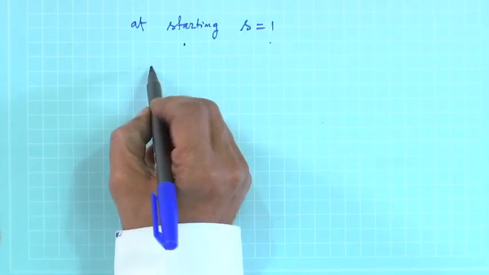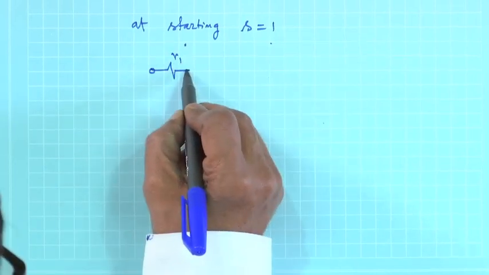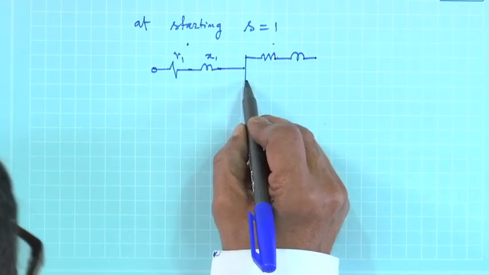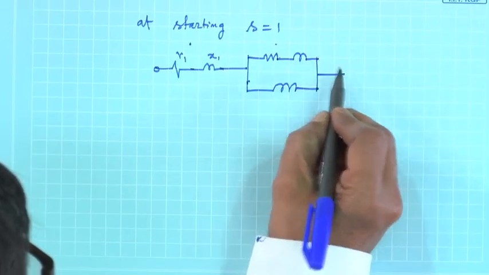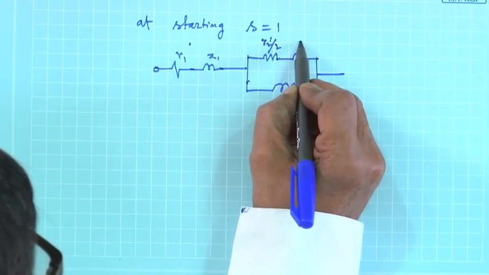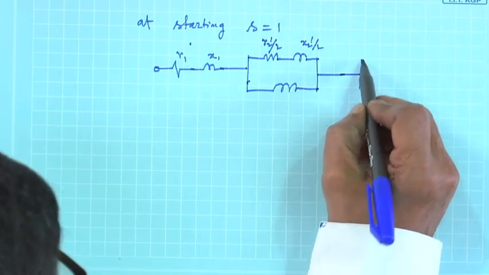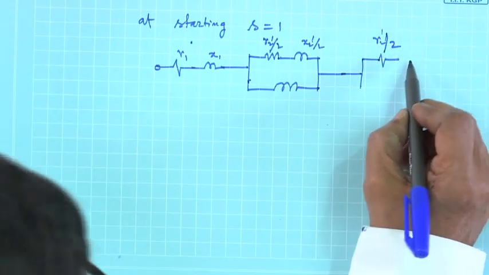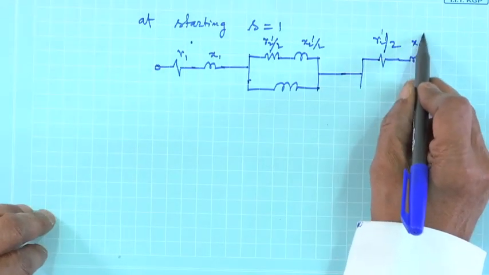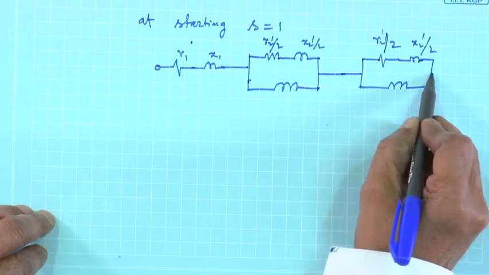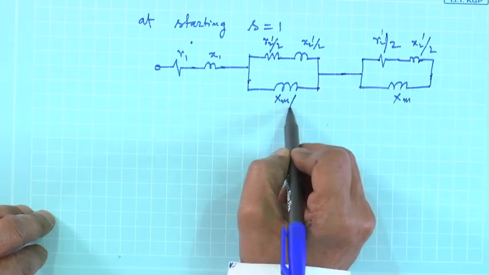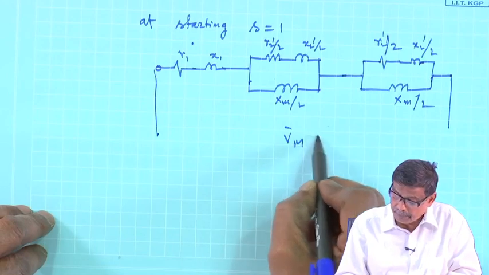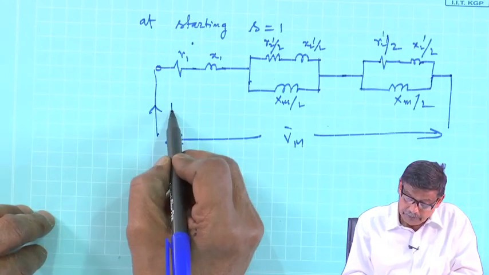Or let me draw, at s equal to 1, at starting, the equivalent circuit looks like R 1 X 1. And let me draw, visual impact is necessary. So, this is the thing. This will be R 2 dashed by 2 only, this is X 2 dashed by 2, and this will also be R 2 dashed by 2, and this will be X 2 dashed by 2. And these are of course X m by 2, X m by 2. This is V m and this is I bar m.